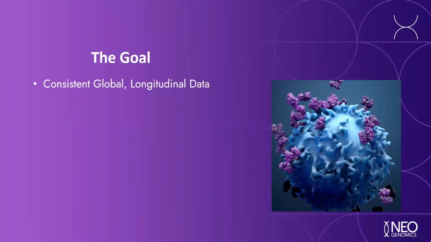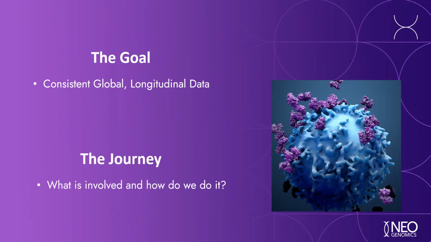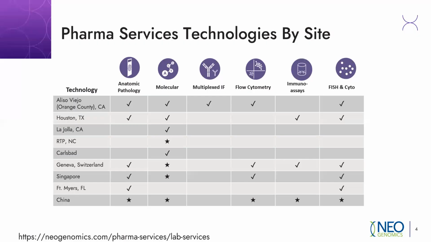Now the goal. The goal is to have consistent global longitudinal data throughout the course of the study. And that's really true whether it's a single site trial or a multi-site, multinational trial. But for the purposes of this presentation, we'll consider it as global, meaning multi-site trials. And the journey itself is really what is involved and how do we do it? How do we get there?